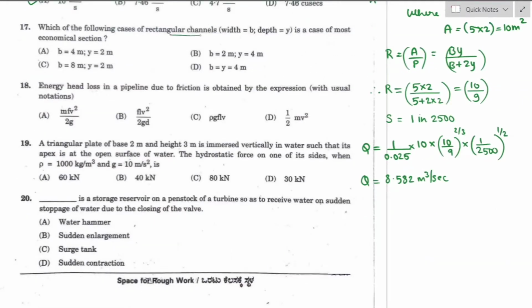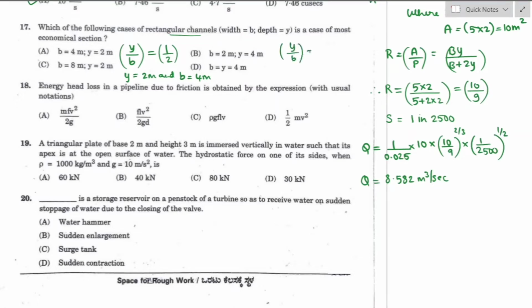Which of the following cases of rectangular channels width b, depth y is a case of most economical section? For a section to be most economical, the ratio of depth by width of the rectangular channel section should be equal to 1 by 2. By trial and error method, assuming the value of depth y is equal to 2 meter and width b is equal to 4 meter, let us try this ratio.